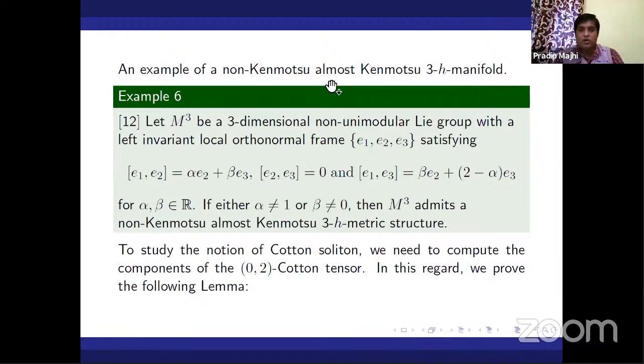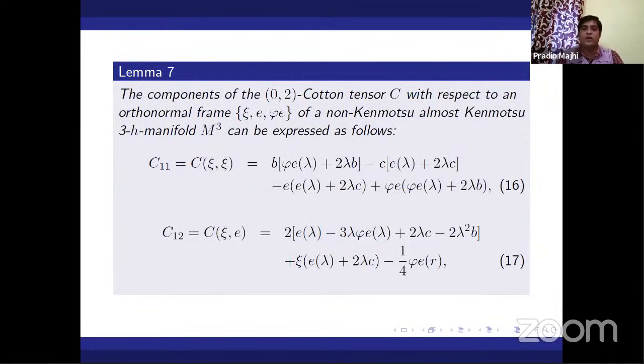So this is an example of a non-Kenmotsu almost Kenmotsu 3-manifold. We use this example later in our main theorem. Now our aim is to study Cotton solitons in non-Kenmotsu almost Kenmotsu 3-manifolds. In this regard, we prove the following lemmas. So this is the lemma.